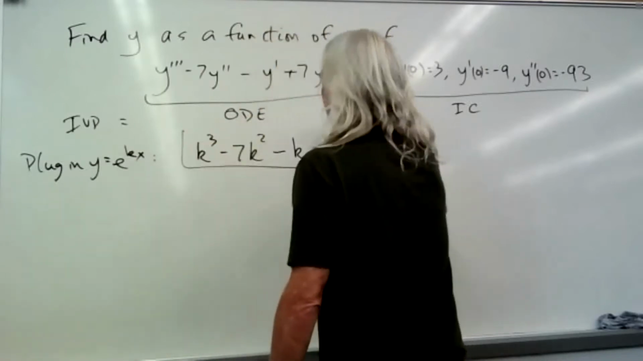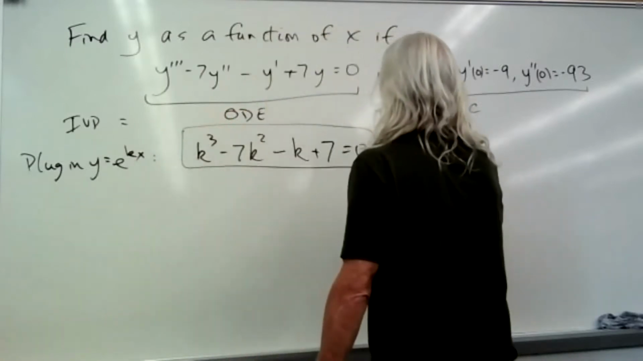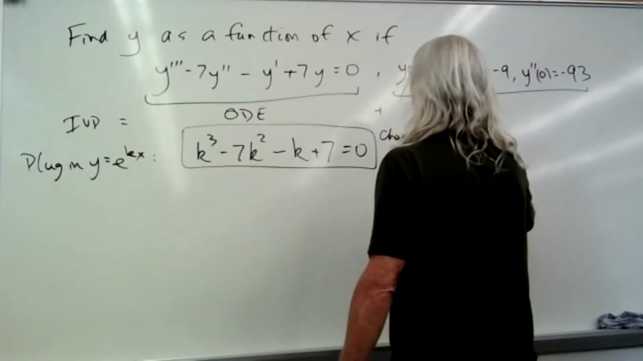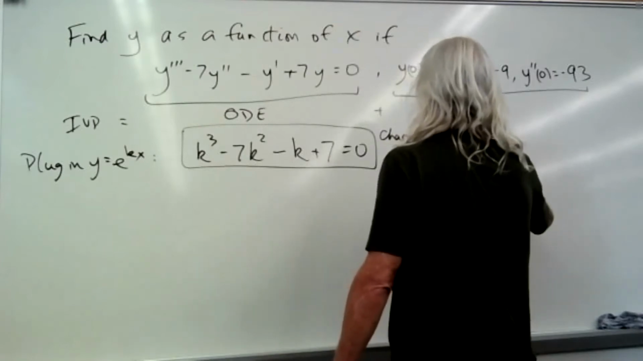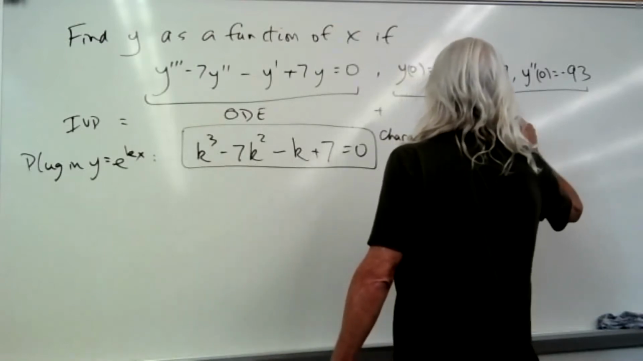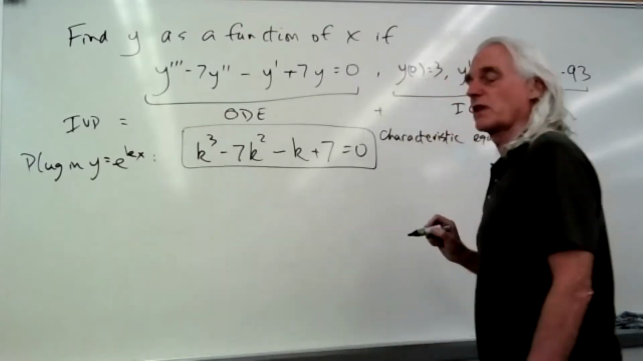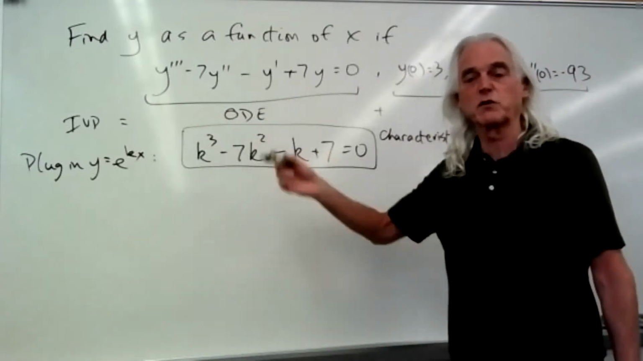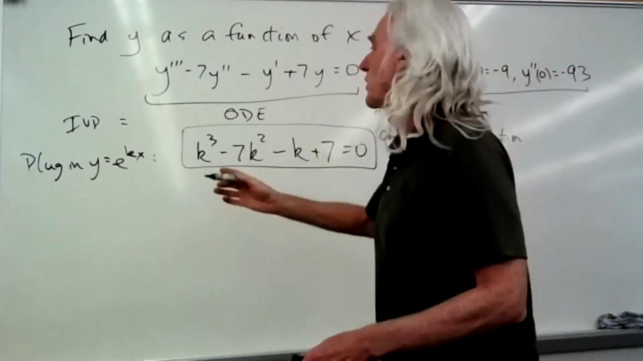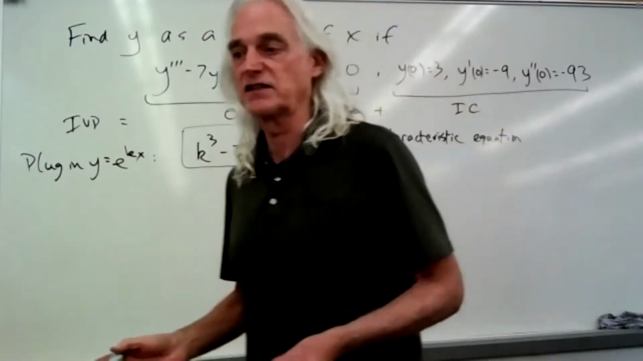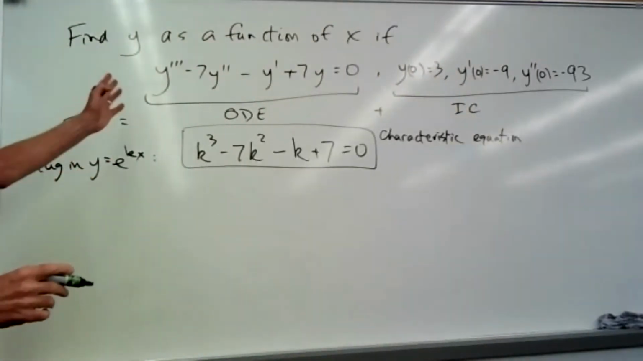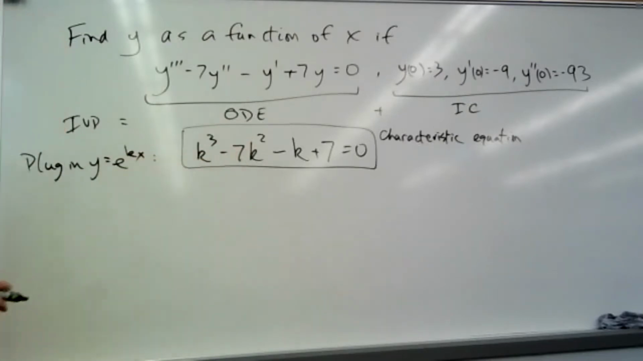I'm going to circle that. That's the characteristic equation. Okay, very important. It's really quick to get. You might want to show the rules, and I've done that in class. I mean, show the steps when you plug it in, and then you factor out the e to the kx, etc.